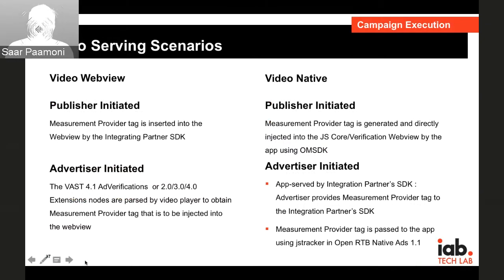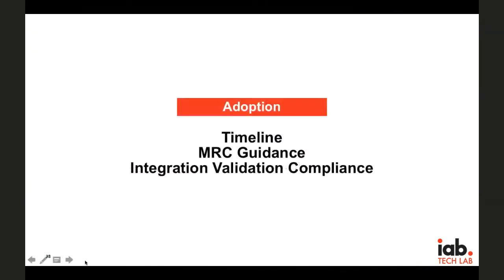In native scenarios, a publisher that executes the native execution and wants to measure on their behalf can directly inject those into a JS context that is provided via OM SDK. And in an advertiser scenario, these will be delivered as I described earlier via the JS tracker or the event tracker object. And with that, that's campaign execution.